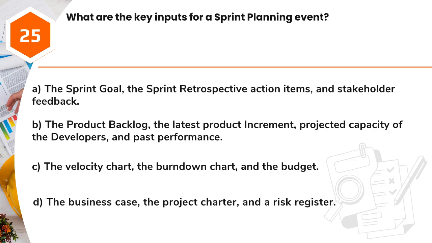Question 25. What are the key inputs for a sprint planning event? A. The sprint goal, the sprint retrospective action items, and stakeholder feedback. B. The product backlog, the latest product increment, projected capacity of the developers, and past performance. C. The velocity chart, the burndown chart, and the budget. D. The business case, the project charter, and a risk register.